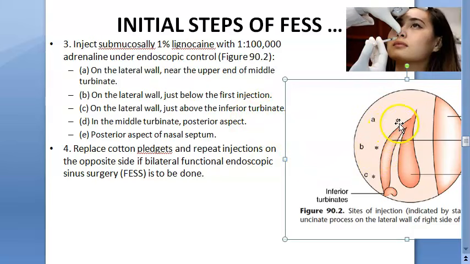Where all you will give, see here: lateral wall near the upper end of the middle turbinate, then just below that, and then just above the inferior turbinate. Then you will give posterior aspect of middle turbinate and then posterior aspect of nasal septum. So these are the 5 places they are talking about for the lignocaine injection. Okay. Then you will replace the cotton pledgets and repeat the injections on the other side in case you want to do bilateral FESS. Okay.